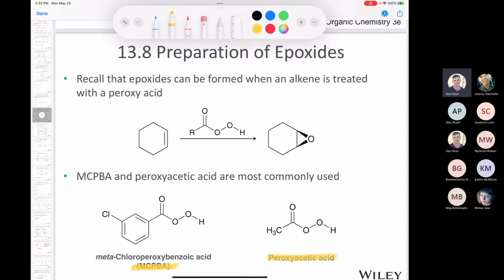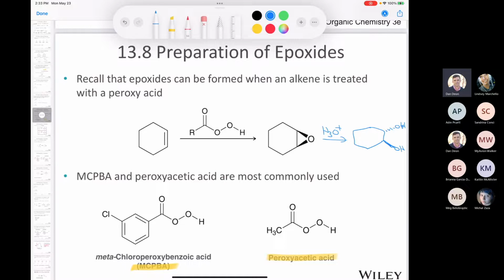And normally, when we use peroxyacetic acid, of course, in Organic Chemistry 1, we would take the epoxide, treat it with aqueous acid, and we'd always end up making a trans diol that way. But now we're not interested in making a trans diol. We're talking about epoxides and how do you make an epoxide. So this is how you do it. You treat it with MCPBA.